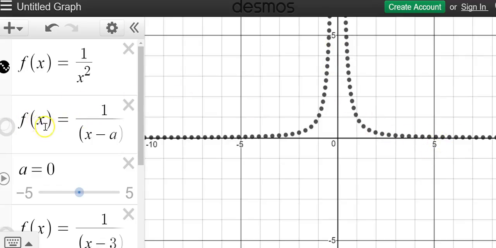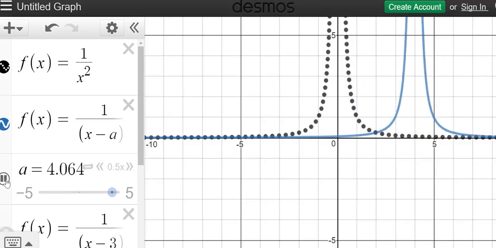Now look what I've done. I have f of x equals 1 over x minus a. A is going to be the amount that we're going to move this graph, but right now a is set to 0. So I'm going to turn this one on, and notice it's blue, and you can see that the function now just fits right over all the dots. Now watch what happens when we start putting values in for a.